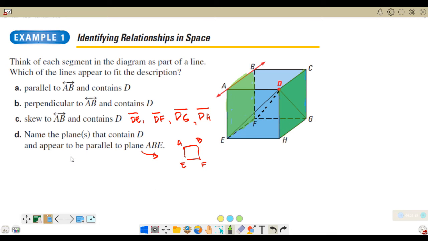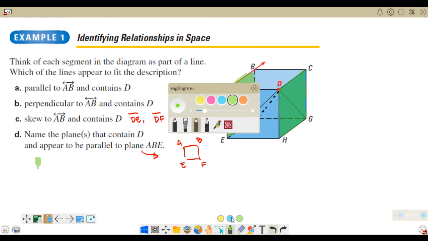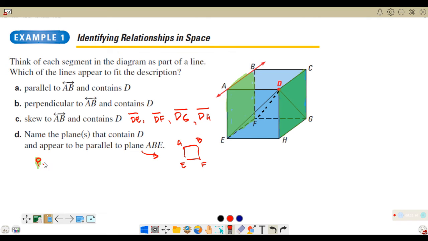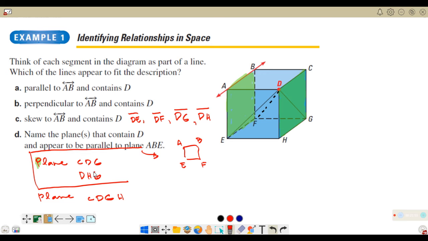Yan, tong dalawa. Anong pangalan nito? Pwede mo siyang pangalanan na plane, any 3 points, CDG, pwede mo rin siyang pangalanan na DHG, o kaya, kung gusto mo manigurado, pwede mong gamitin yung apat. Plane CDGH. Pwede mong gamitin lahat yung apat na points. Pero, sabi nga natin, to make a plane, all we need is 3 non-collinear points.